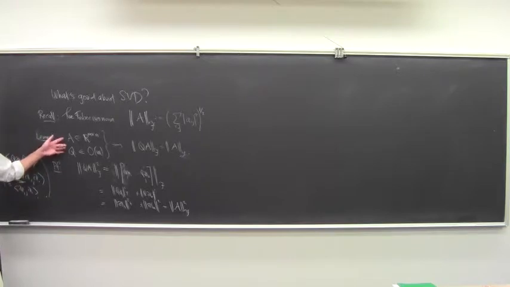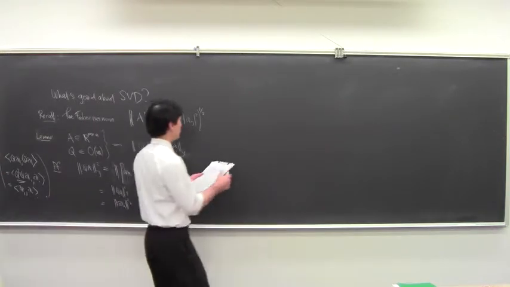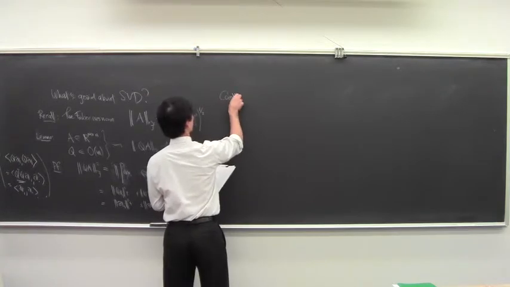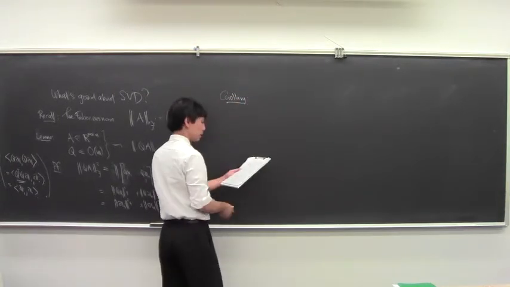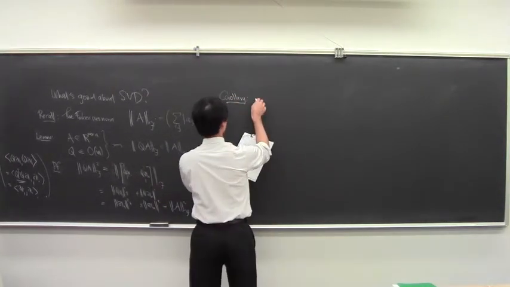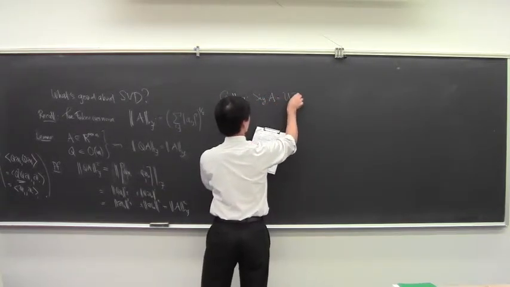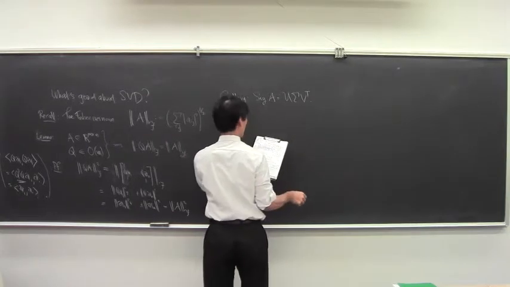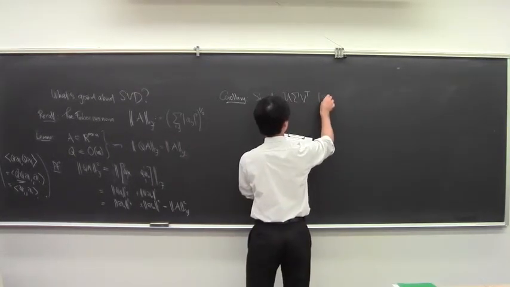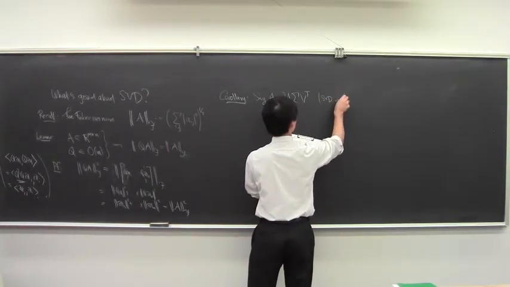So applying an orthogonal matrix doesn't change the Frobenius norm. Okay, simple. Corollary. So what does this tell us about the singular value decomposition? Say A equals U sigma V transpose. This is a singular value decomposition of A.